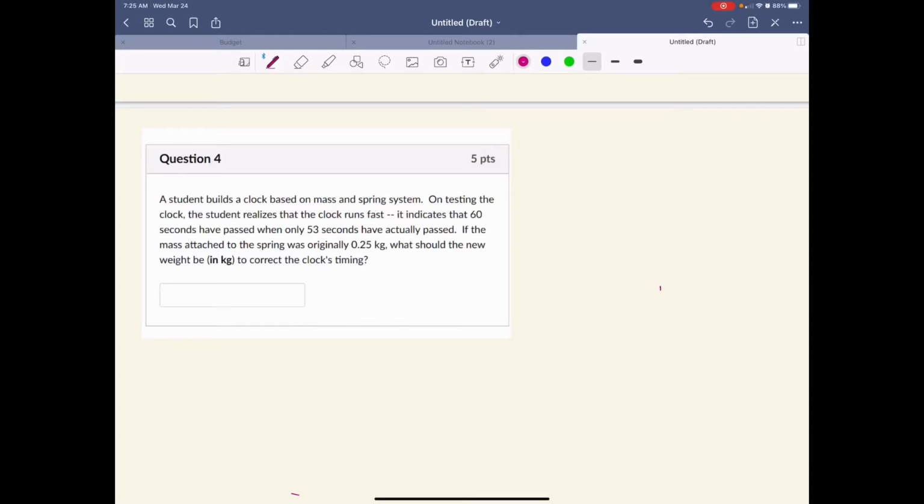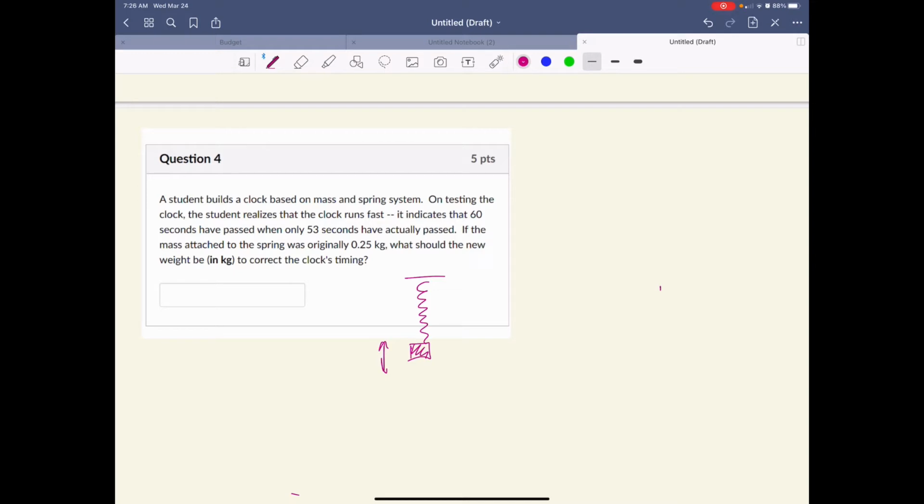Okay, so here we have a spring and mass system that's oscillating up and down. Whee! And it's supposed to measure every 60 seconds, but only 53 seconds have passed.